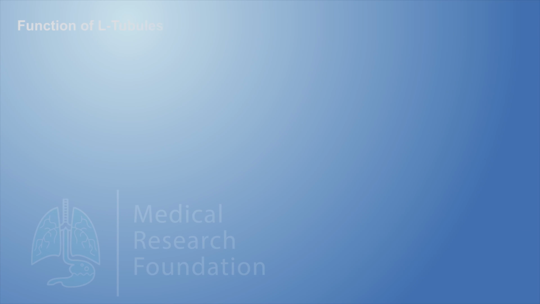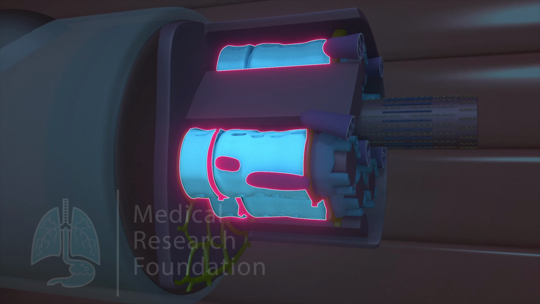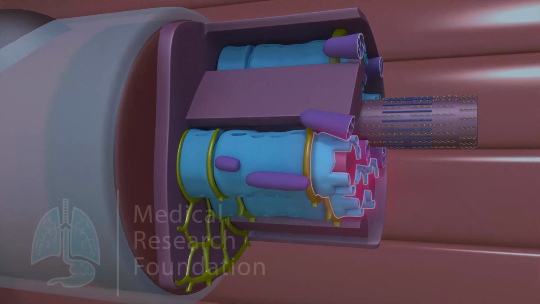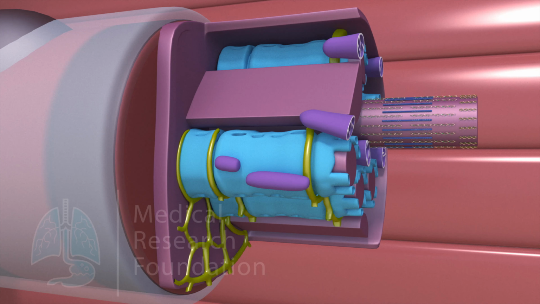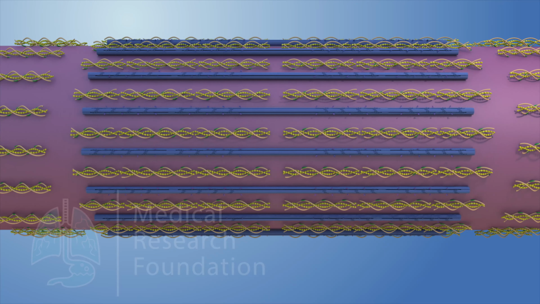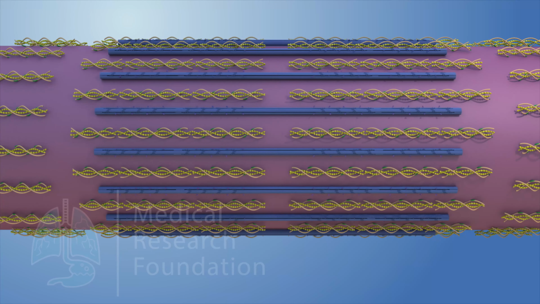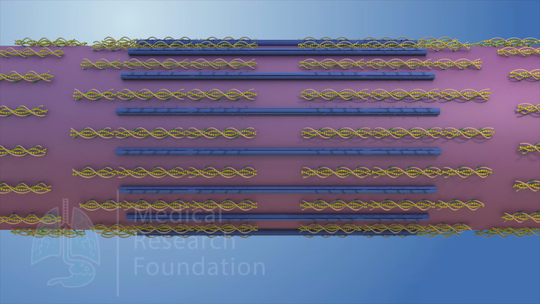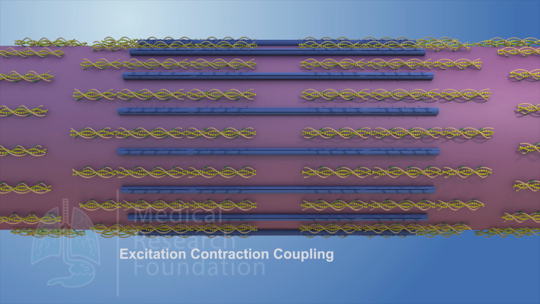Function of L-tubules: L-tubules store a large quantity of calcium ions. When action potential reaches the cisternae of L-tubule, the calcium ions are released into the sarcoplasm. Calcium ions trigger the processes involved in contraction of the muscle. The process by which the calcium ions cause contraction of muscle is called excitation-contraction coupling.